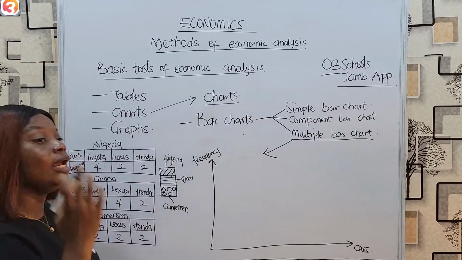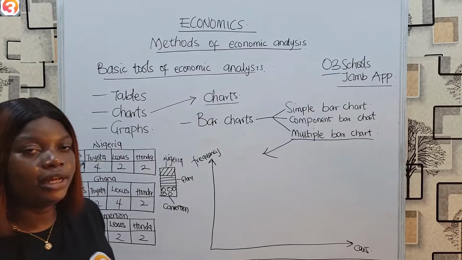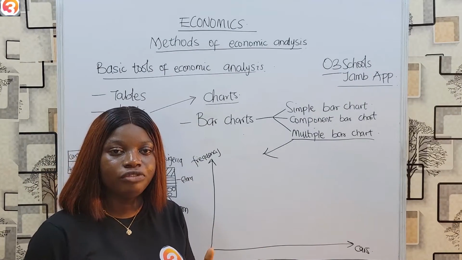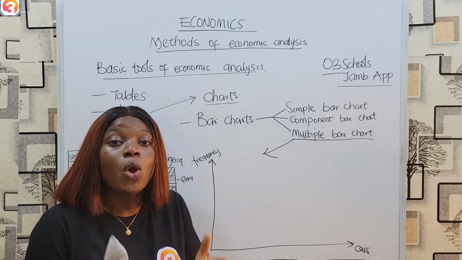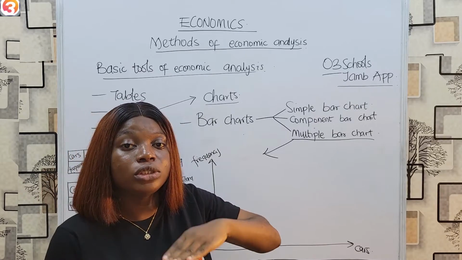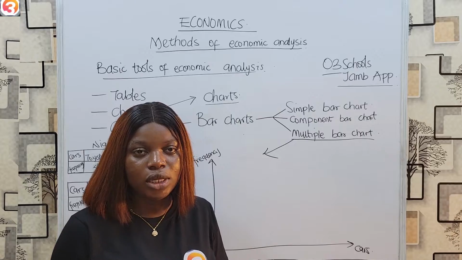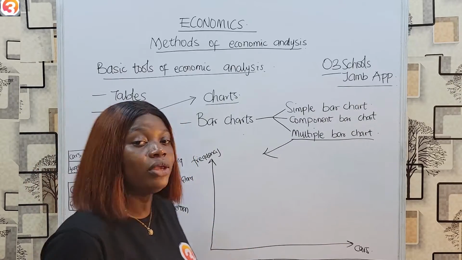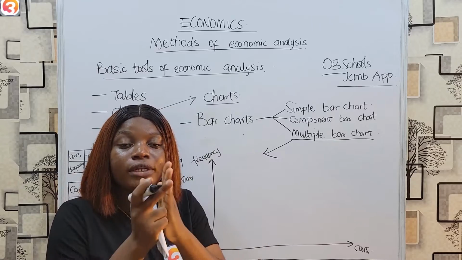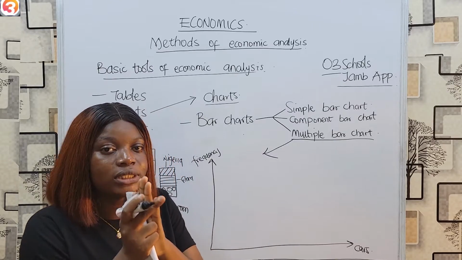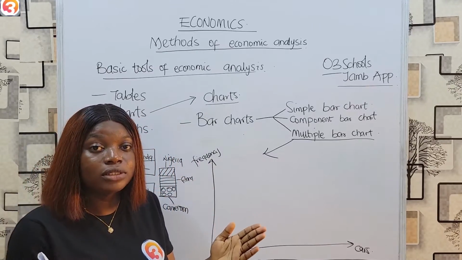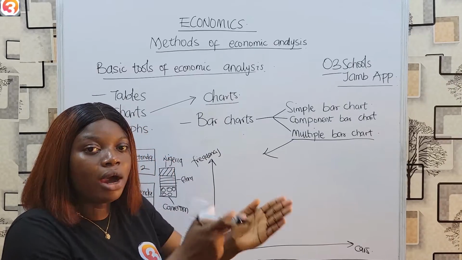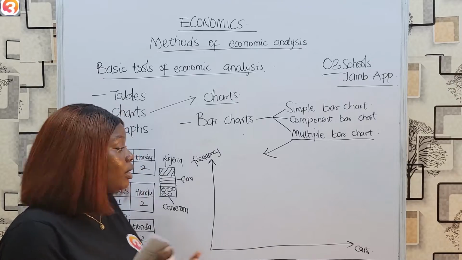Now a multiple bar chart. In a component bar chart, they are related, but a little bit different. In a component bar chart, we're using 1 bar to represent all the 3 elements. But here in multiple bar charts, we're using different bars joined together to represent our data. So if it's 3 elements, we're going to have 3 bars per car.